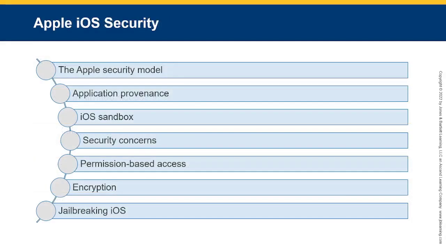Let's look at Apple's iOS security. Similar to Android, we look at the security model, application provenance, the iOS sandbox, the security concerns, permission-based access, encryption, and jailbreaking in iOS.